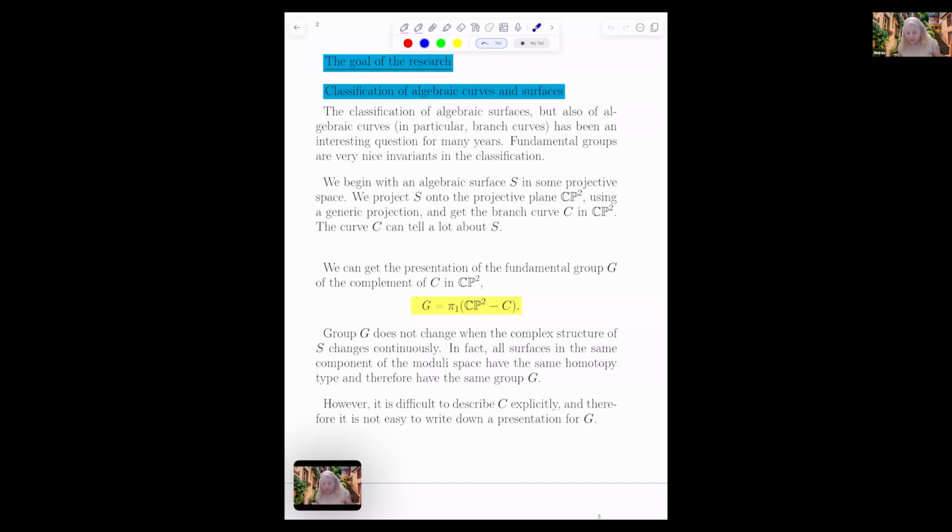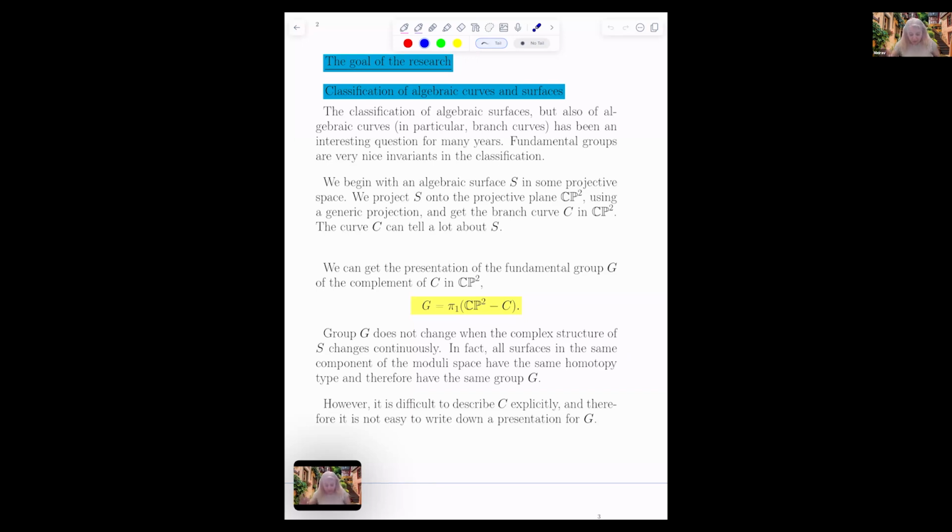Now, I would like to define the fundamental group of the complement of C in CP square as G. This is the notation. Please remember it along the talk. So what is nice in G? That this group does not change when the complex structure of S changes continuously. So all the surfaces in the same connected component in the moduli space have the same G. Therefore, it is a very nice invariant.